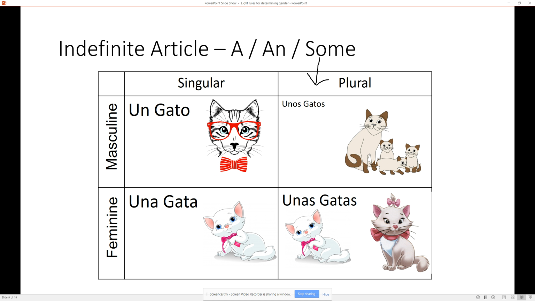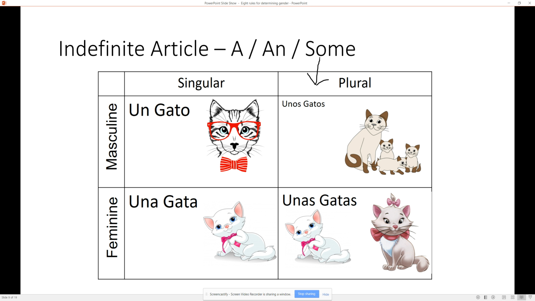So when it is singular and masculine, it's going to be un gato. When it's singular and feminine, it's going to be una gata. Now, in English, we do have an indefinite article. We just usually don't think about it as an indefinite article. So, some. So I saw some cats. Veo unos gatos or unas gatas.